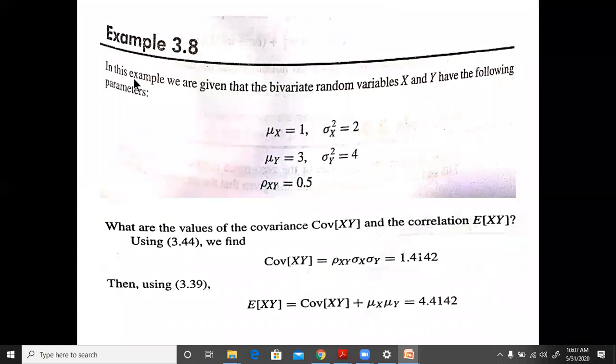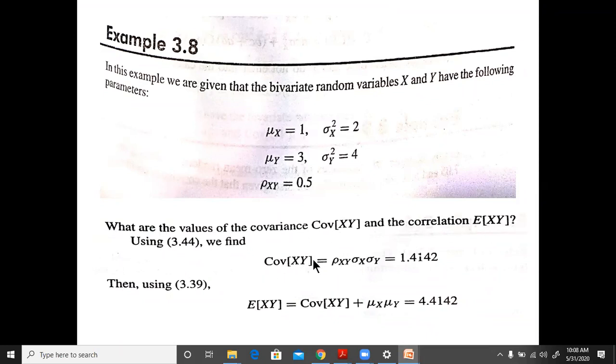Another example which we'll consider is mu x is equal to 1 and sigma x square is equal to 2, and mu y equal to 3 and sigma y square is equal to 4. If we have this case, then what are the values of the covariance and the correlation?